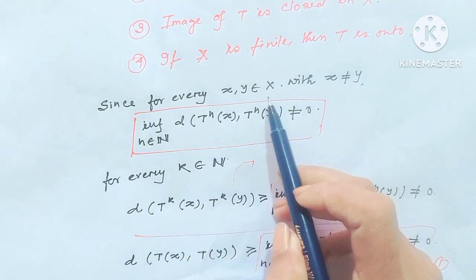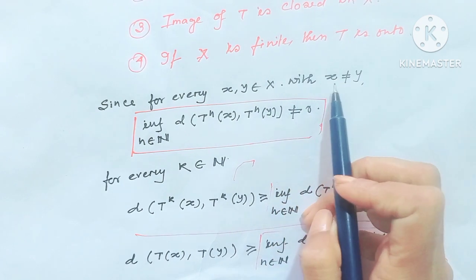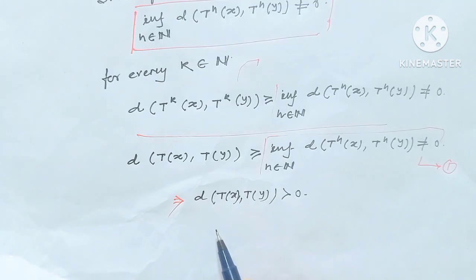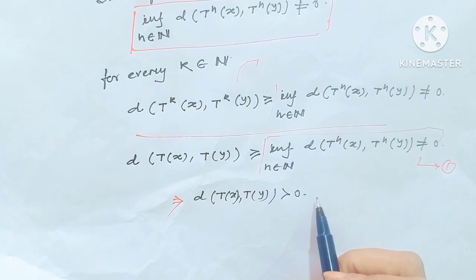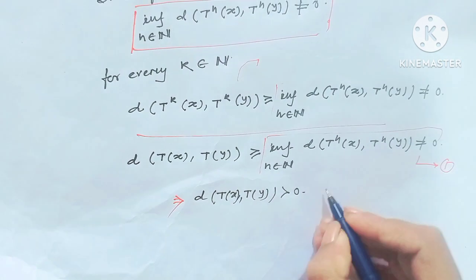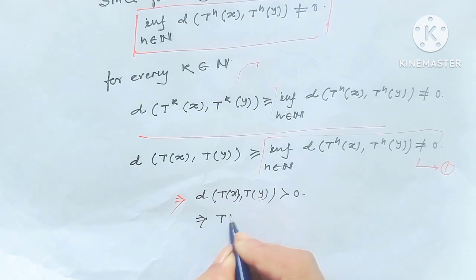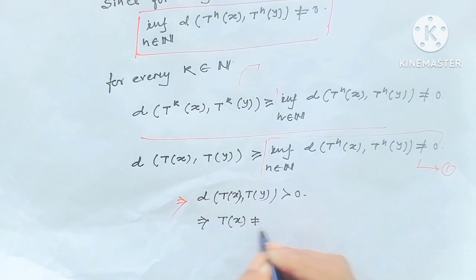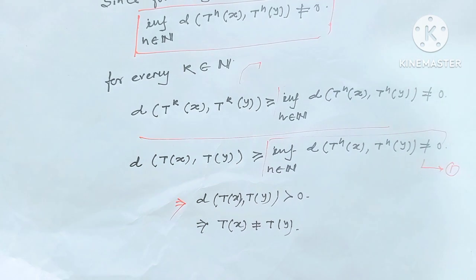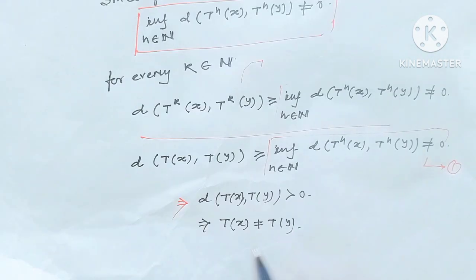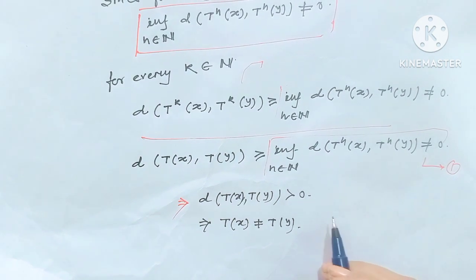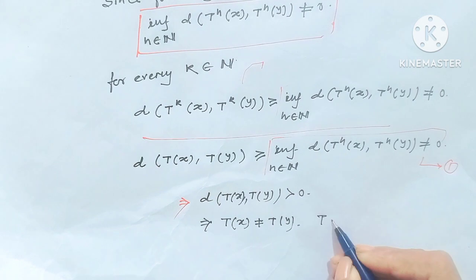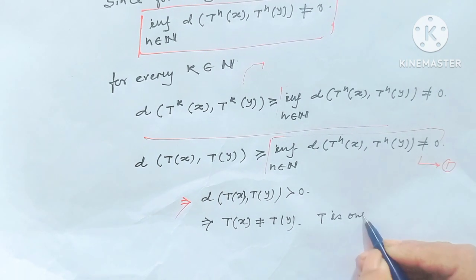Therefore, since here x belongs to X with x not equal to y, and here I have got distance between T of x and T of y strictly greater than 0, that implies T of x not equal to T of y. So, since x not equal to y implies T of x not equal to T of y, that means obviously T is 1-1.